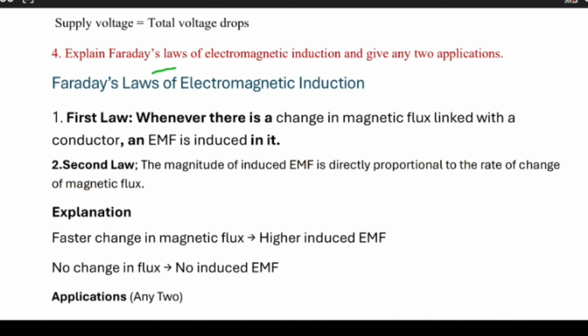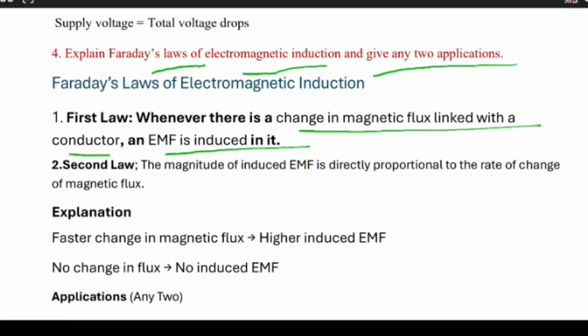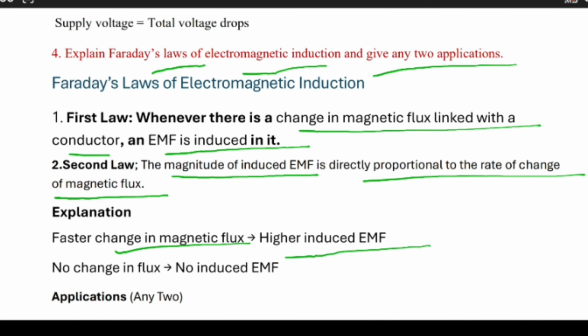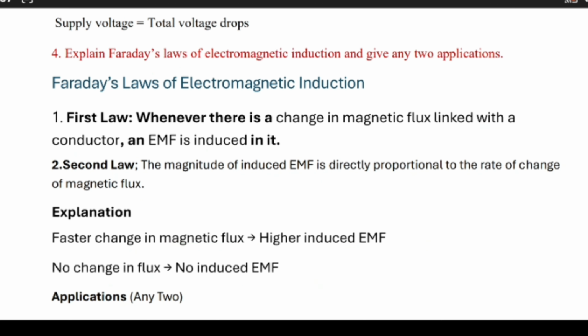Next is explain Faraday's law of electromagnetic induction, give any applications. So the first law: whenever there is a change in magnetic flux linked with a conductor, an EMF will be induced. The magnitude of the induced EMF is directly proportional to the rate of change of magnetic flux. So the faster the change in magnetic flux, the higher the induced EMF. If there is no change in flux, there is no induced EMF.